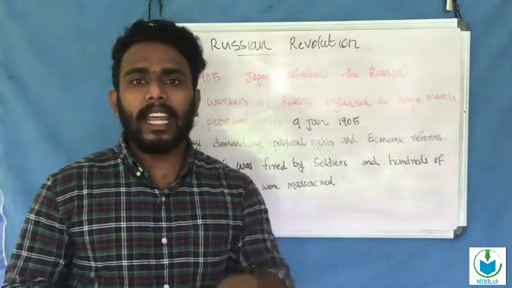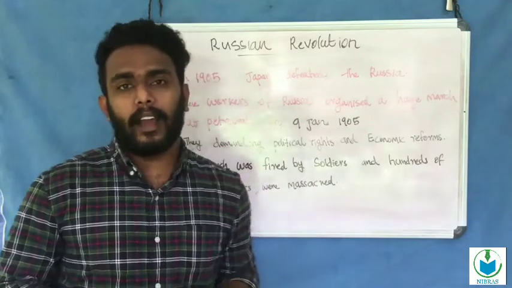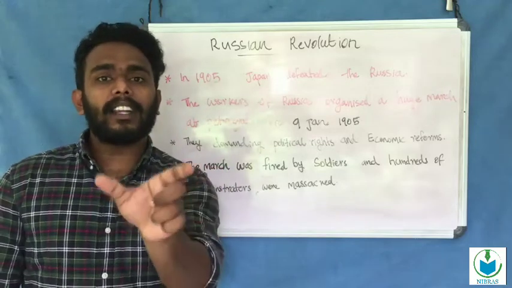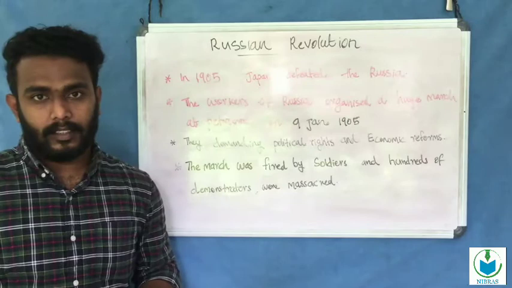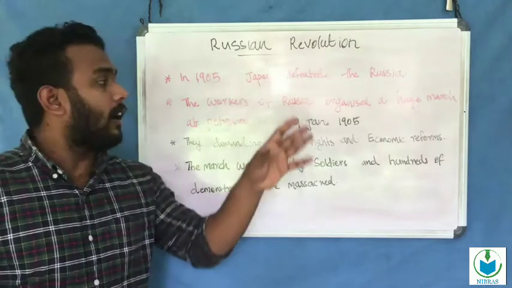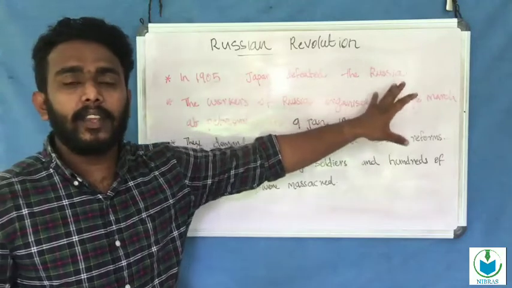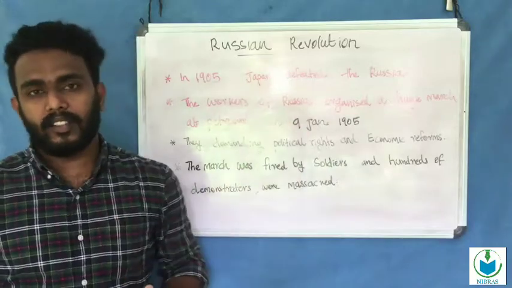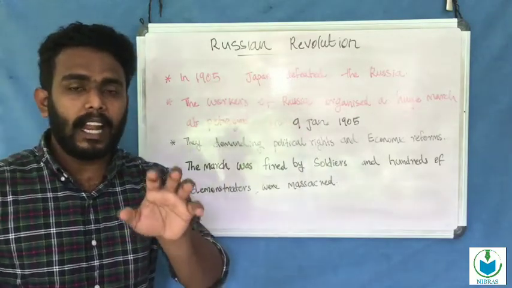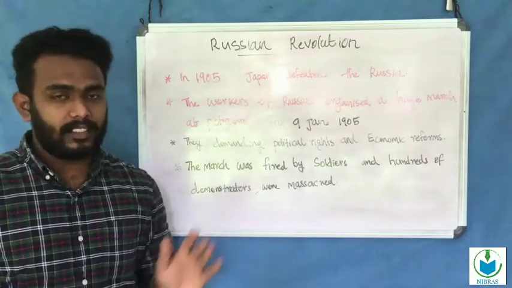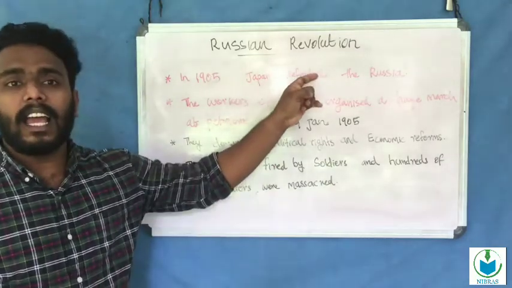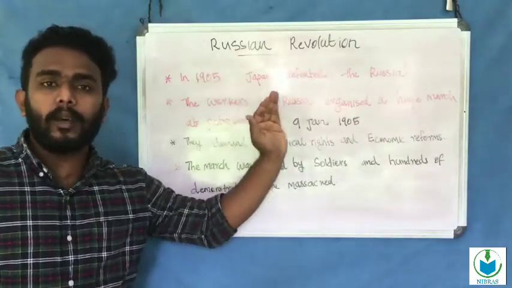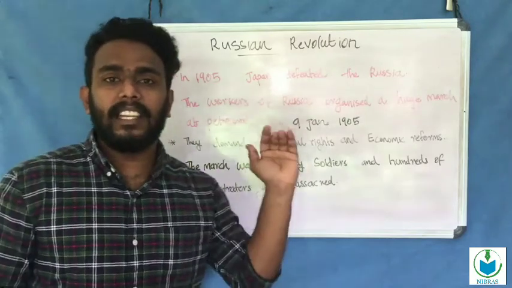After that, on 9th January 1905, the workers of Russia decided to march to Petrograd. The workers of Russia organized a huge march to Petrograd. Petrograd is the capital of Russia, and the power of the capital administration was in Petrograd. So the workers decided to organize a huge march to Petrograd on 9th January 1905.